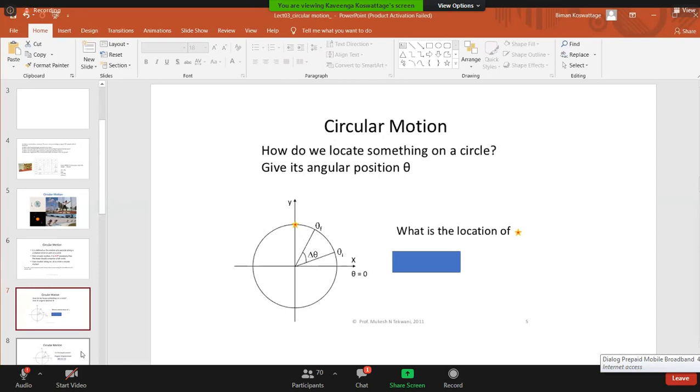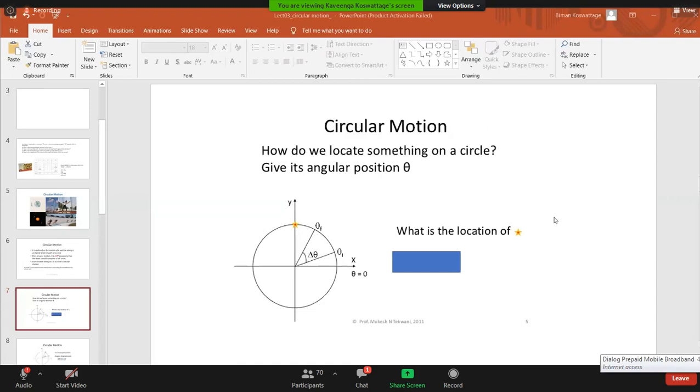Here also we have to locate where the object is if it is moving in a circle. So the important thing is this particular angle, which is the so-called angular position. You have to understand that the important thing in circular motion is angular position, which is theta.